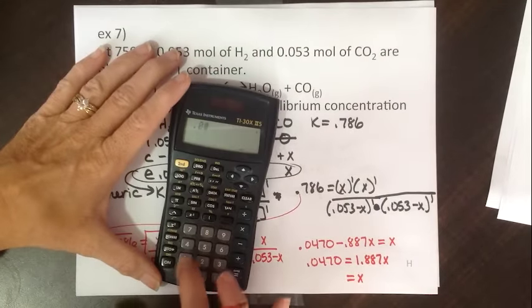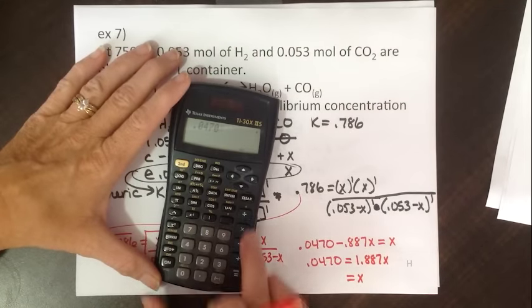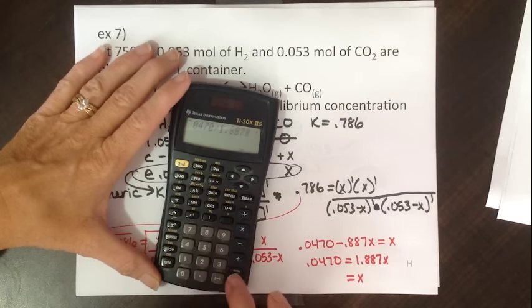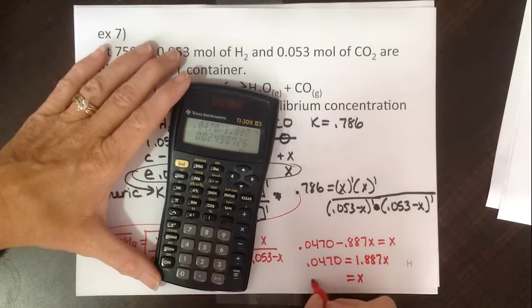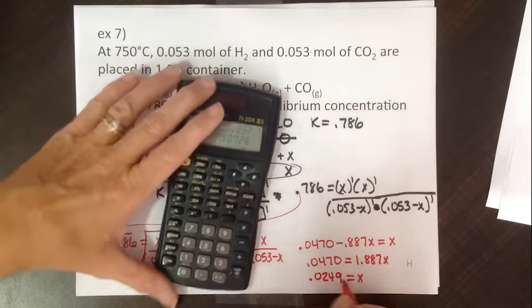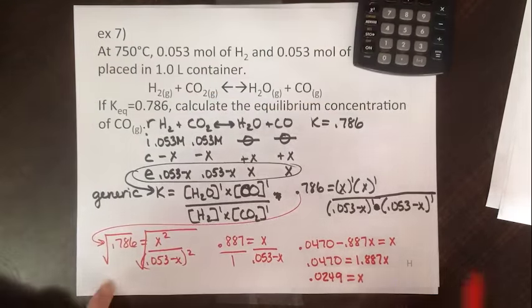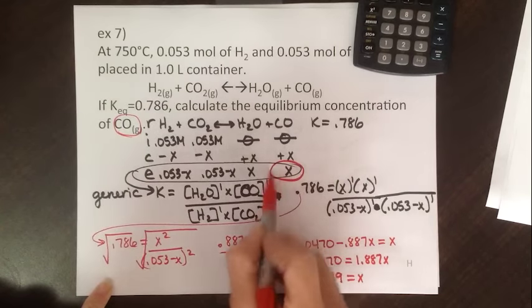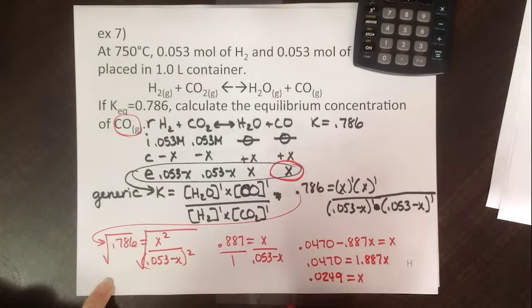So 0.0470 divided by 1.887 equals 0.0249. And it asks, what was the equilibrium concentration of carbon monoxide? X. So there's his concentration.